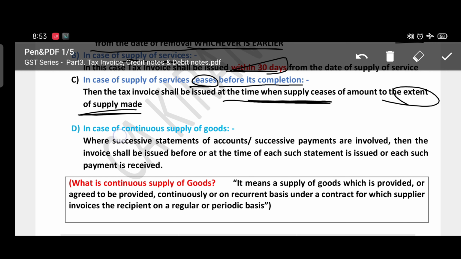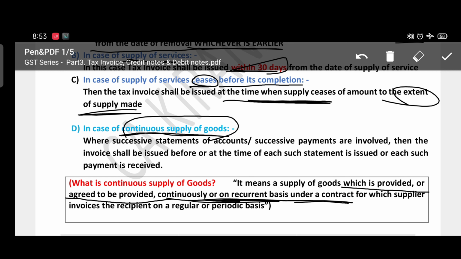And in case of continuous supply of goods, before that we should know what is continuous supply of goods. Continuous supply of goods means goods which are provided or agreed to be provided continuously on a recurrent basis under a contract, for which the supplier invoices the recipient on a regular or periodical basis. Then it will be treated as continuous supply of goods.